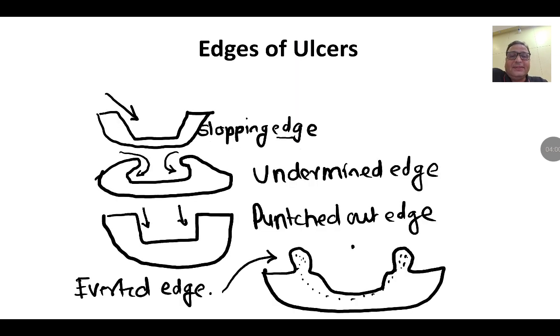So the sloping ulcer gives the healing edge. Undermined edge indicates the disease process causing the ulcer is active in the subcutaneous tissue. It is causing more destruction of the subcutaneous tissue than the skin. Therefore, edges become undermined. In punch out edges, the rate of destruction of the skin and the underlying structure is the same. Therefore, we get the vertically going edges of the ulcer. Everted edge is seen in malignancy. Here the rate of cell growth is such that the edge of the skin becomes everted.